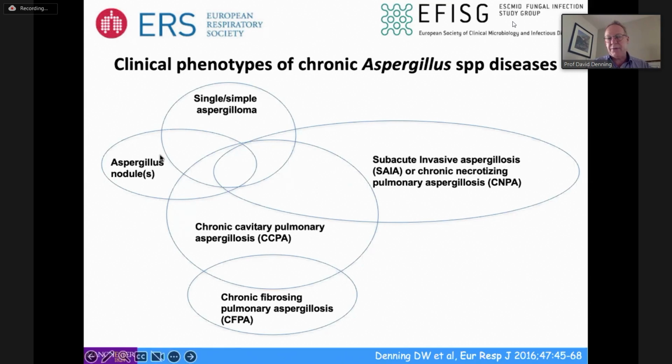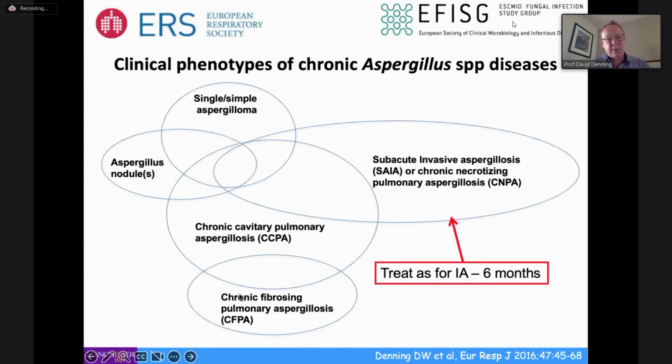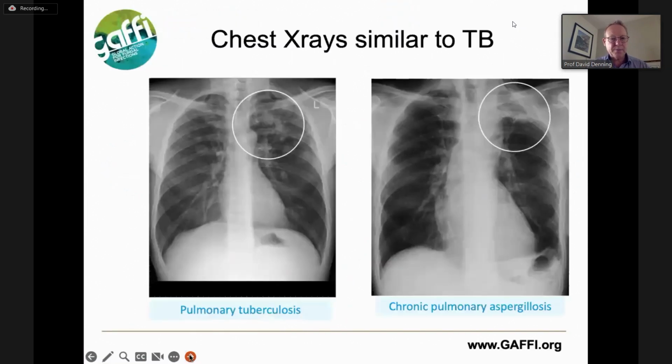Some patients have very few symptoms and unilateral disease. They have a simple or single aspergilloma, and this is basically a surgical disease, and it's helpful to recognize that and distinguish that from the chronic cavitary cases. And then the other group are patients who are somewhat immunocompromised, typically patients with low-dose steroids or methotrexate, and they get a subacute invasive disease, which typically presents over 4, 6, 8 weeks. And those patients should be regarded as having invasive disease and treated as such.